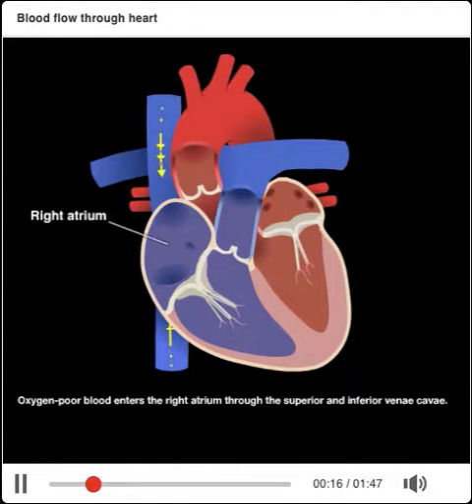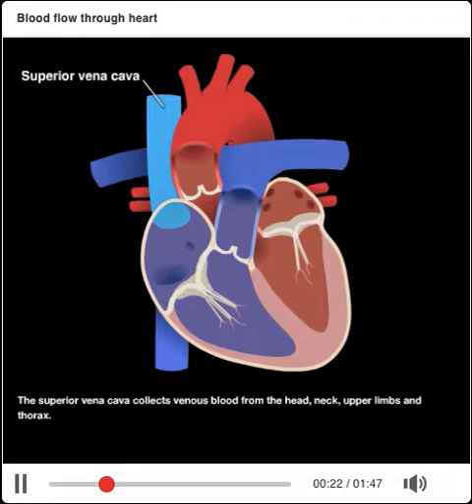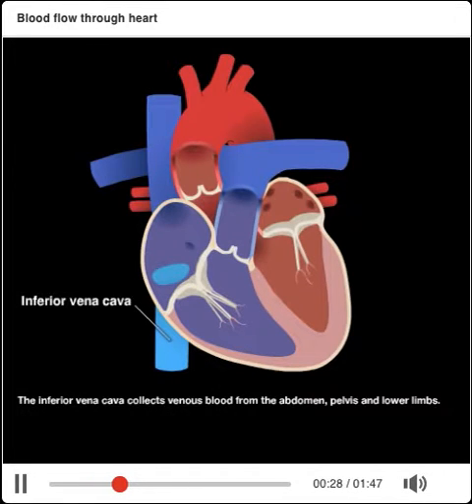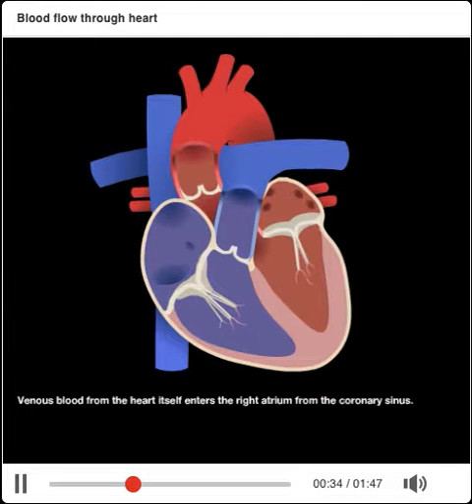Oxygen-poor blood enters the right atrium through the superior and inferior vena cavae. The superior vena cava collects venous blood from the head, neck, upper limbs, and thorax. The inferior vena cava collects venous blood from the abdomen, pelvis, and lower limbs. Venous blood from the heart itself enters the right atrium from the coronary sinus.